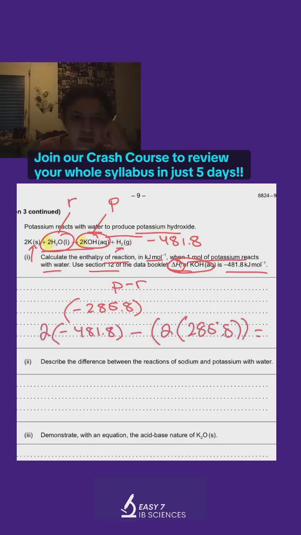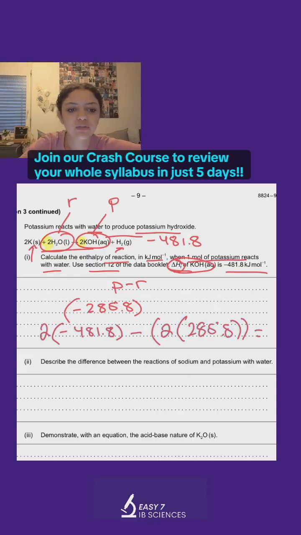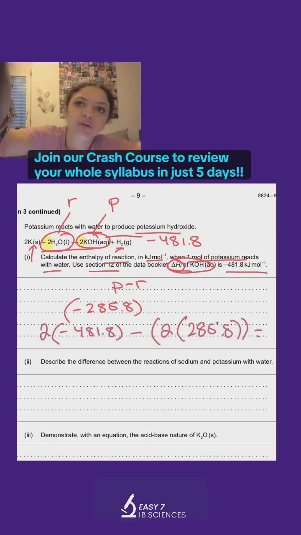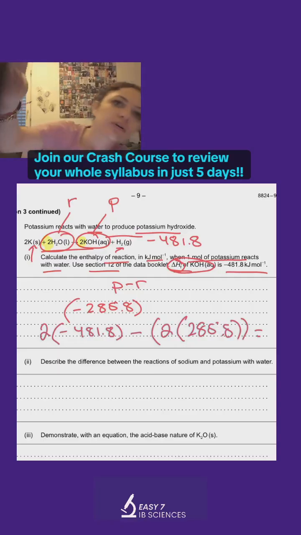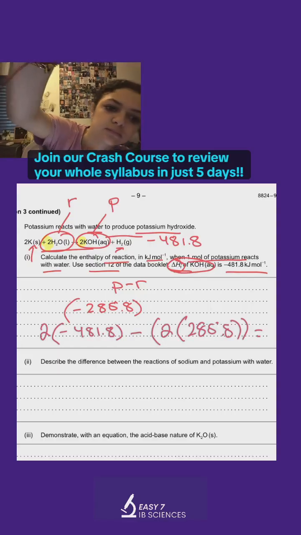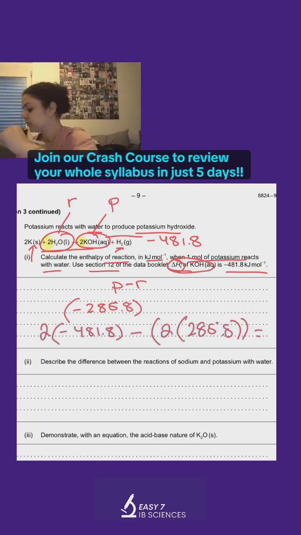Okay? If someone wants me to explain this in terms of the Hess's law triangle, I can as well. So just let me know in the chat if you want me to do that. I'll try to do it as quickly as possible before we end the live. Yes, okay, I can go ahead and do that.